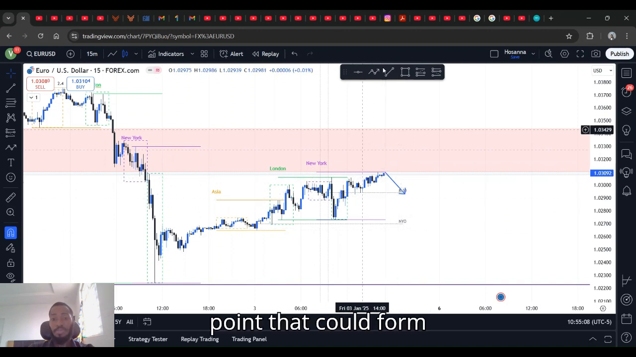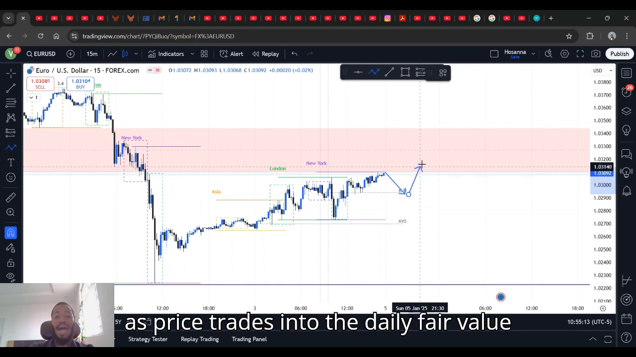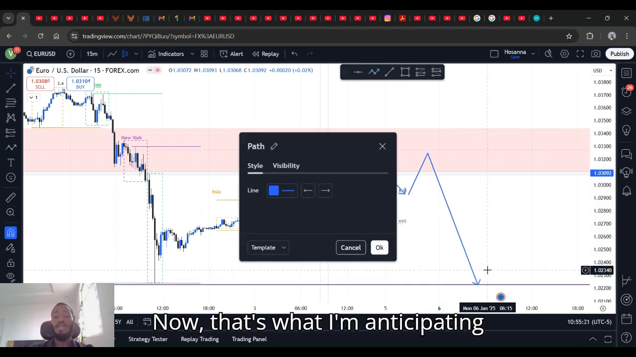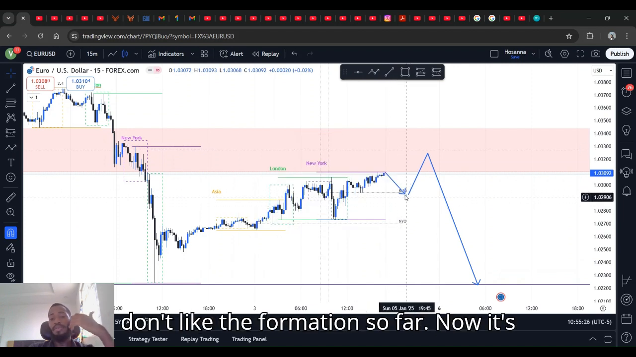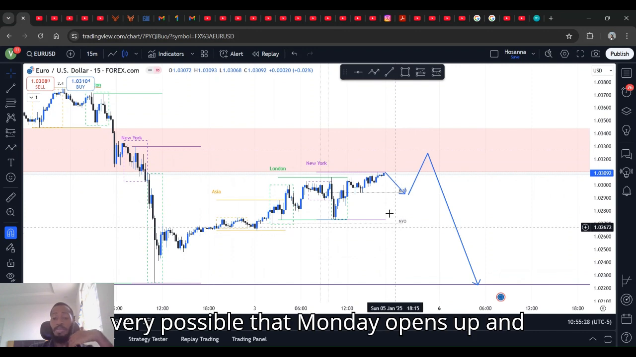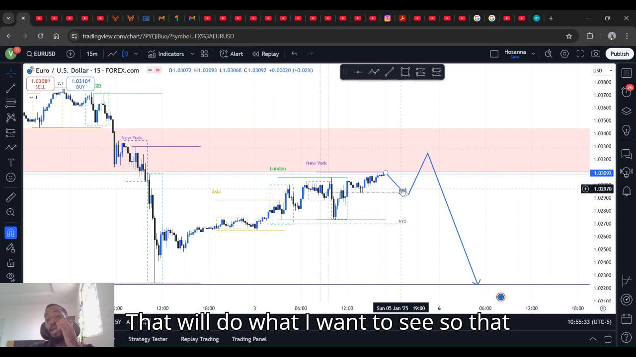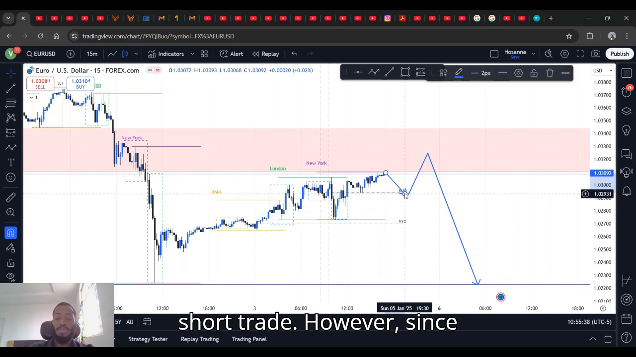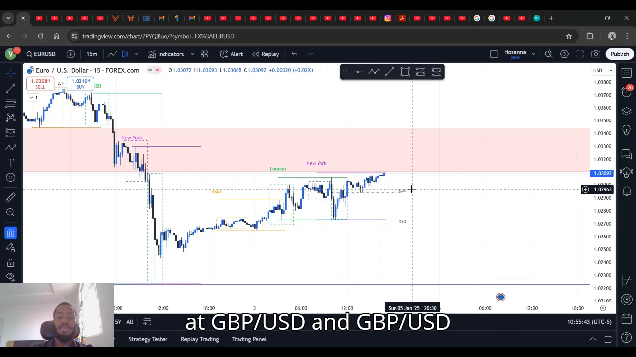A swing point that could form the basis of a potential liquidity sweep as price trades into the daily fair value gap to then take out the low. Now, that's what I'm anticipating anyway during the week. It's just that I don't like the formation so far. Now, it's very possible that Monday opens up and the Asia session just trades lower. That will do what I want to see so that Asia high can then be taken out for the short trade. However, since Euro USD isn't looking ideal, I take a look at GBP USD.